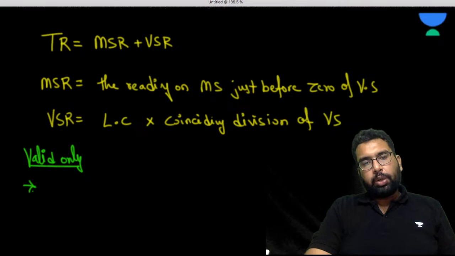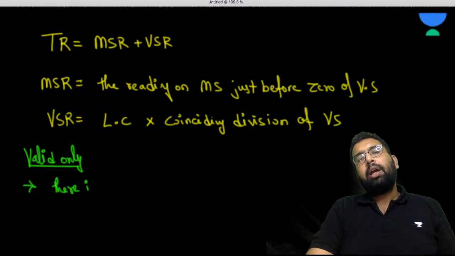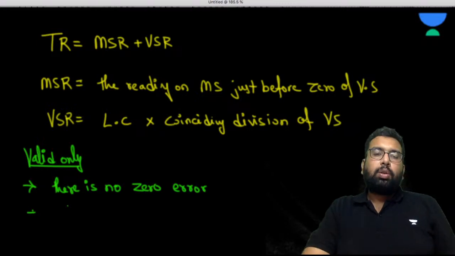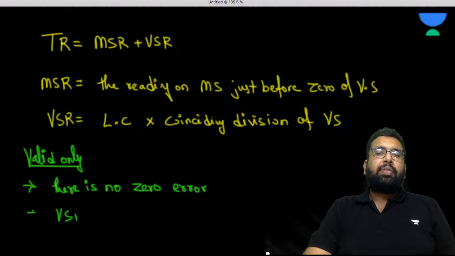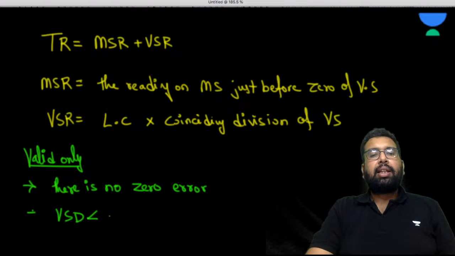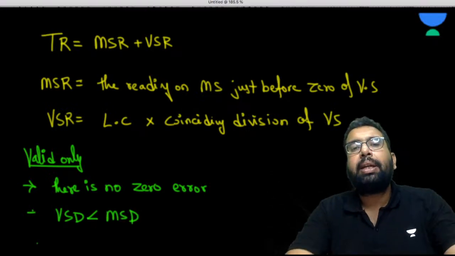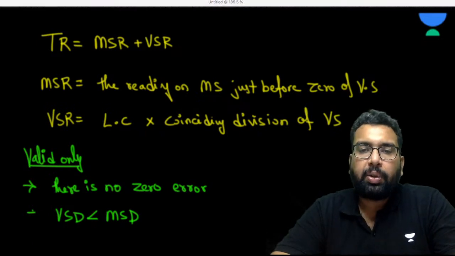And this is valid only when there is no zero error. What is zero error, sir? I'll explain, no worries. I'll just give you a glimpse of what zero error is right now. Also, this is valid when the Vernier scale division is less than the main scale division. If the Vernier scale division is not less than the main scale division, the thing is going to get reversed.